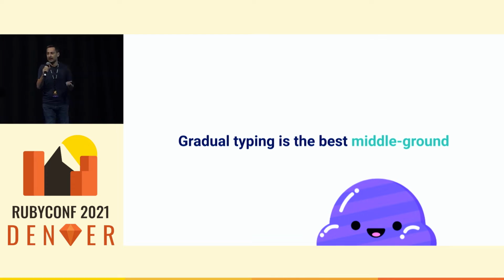The reason why we like to call it gradual typing is because you don't have to go full in on types from the get-go. You can adjust the level of adoption that you want, as little or as much as you want. So that's why we'll be talking about gradual typing and not just static typing.